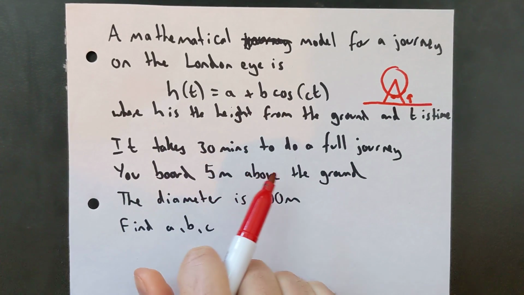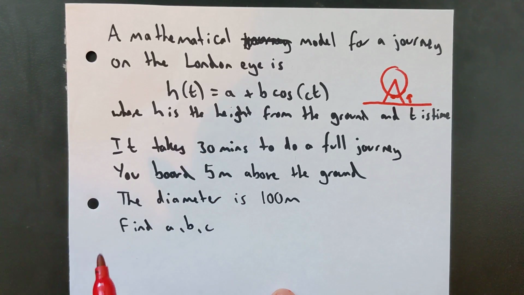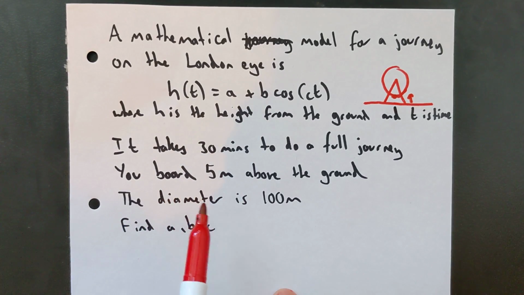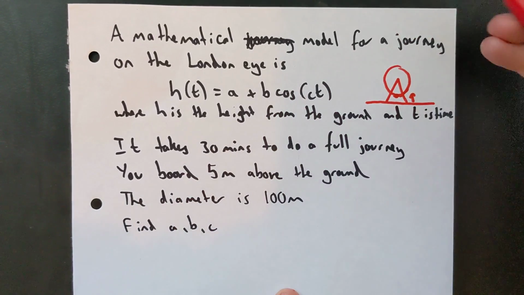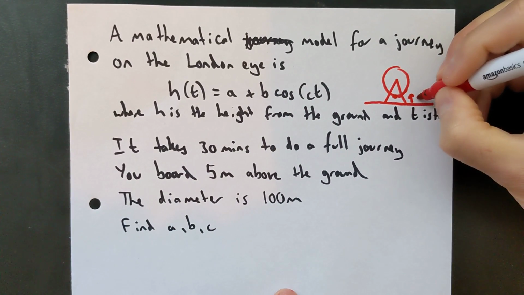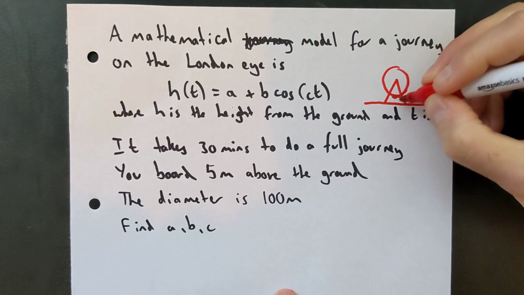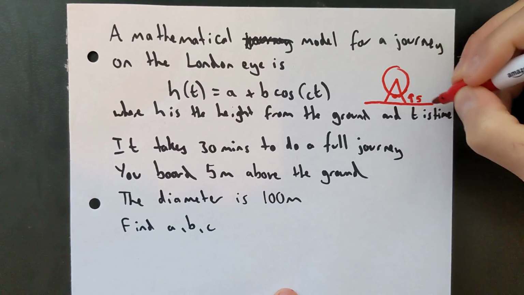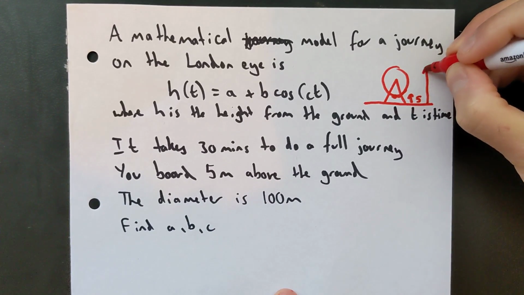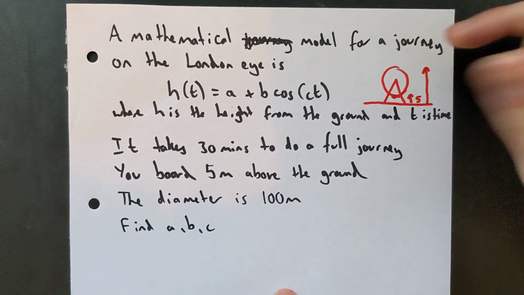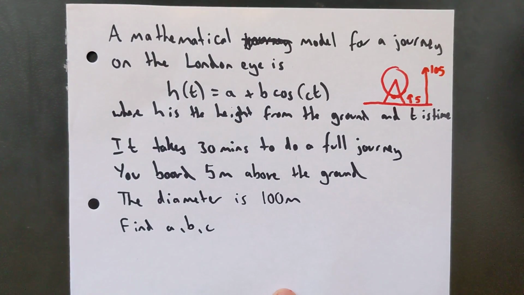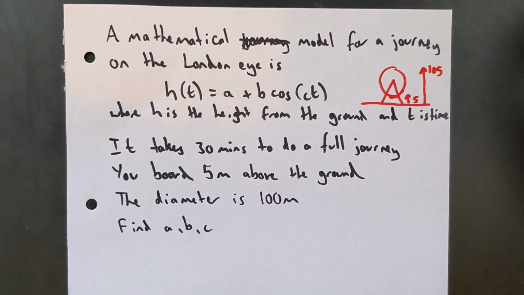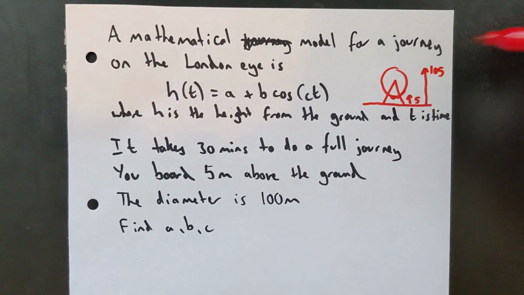So it takes 30 minutes to do a full journey. You board 5 meters above the ground. The diameter is 100 meters. Find A, B, and C. So I know my initial height is going to be 5 meters, so that is the minimum height I'm going to have. I know my maximum height, well, if that has a diameter of 100, my maximum height is going to be 105 meters. And I know it takes 30 minutes to do a full journey.